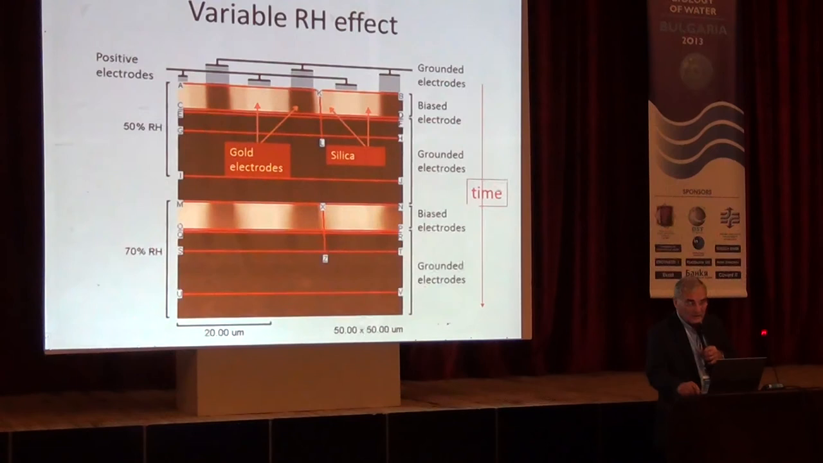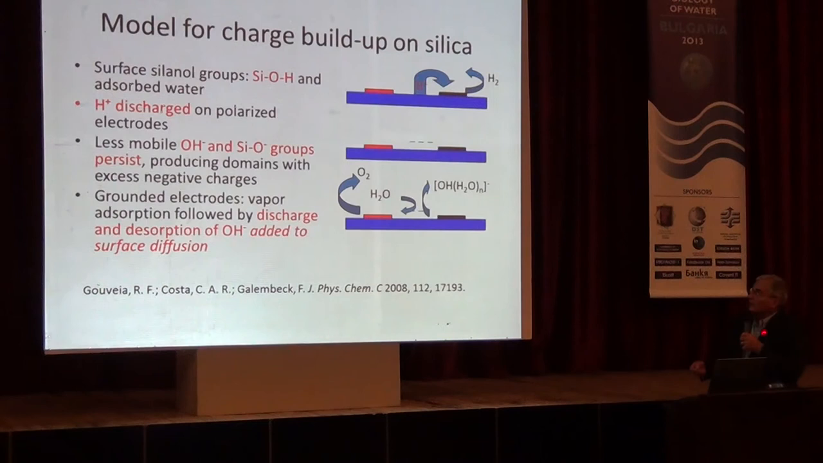Well, to cut the story short, the model that we used to explain this is here. On the silica surface, we have silanol groups, out of which H plus ions can discharge on the negative electrode, leaving behind silicate groups that are negative, fixed, and that remain on the surface until the system is short-circuited and water can come in to eliminate charge, either by oxygen release or by evaporation of water carrying excess ions.